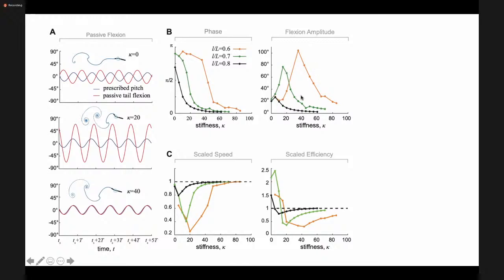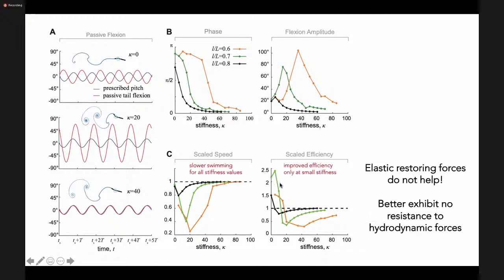There is an optimal stiffness for the flexion amplitude. But what's interesting is when you look at the scaled speed and the scaled efficiency, one is the rigid flapper, and you see no enhancement in speed by having the tail bending passively. But you do see enhancement in efficiency by having the tail bending passively. So passive bending of the tail leads to improvement in swimming efficiency, but it does not help at all in speed.